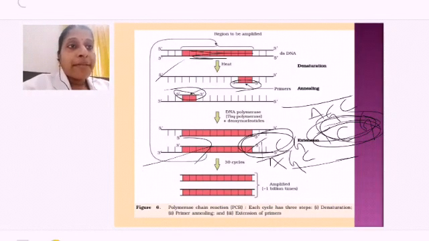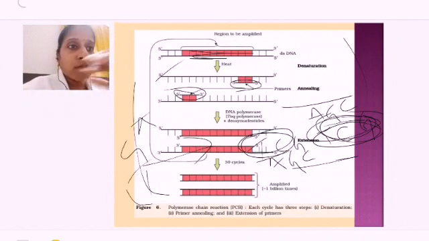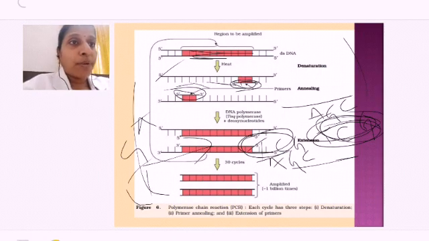Now what will happen? This primer will go and join. And in this medium, you have many nucleotides. Nucleotides means adenine, guanine, thymine, cytosine, like that. Chemically, many are already present. So these primers will start the DNA replication process. The next complementary nucleotides will go and join.